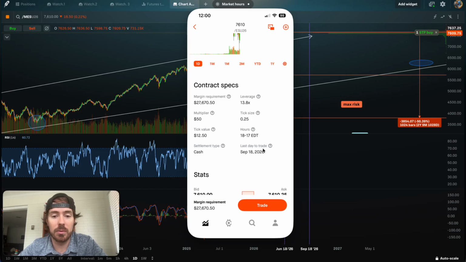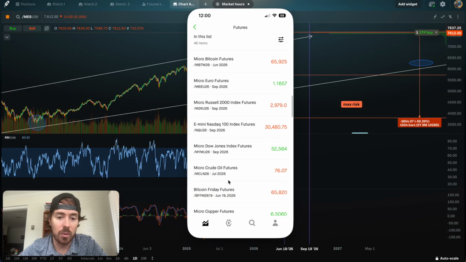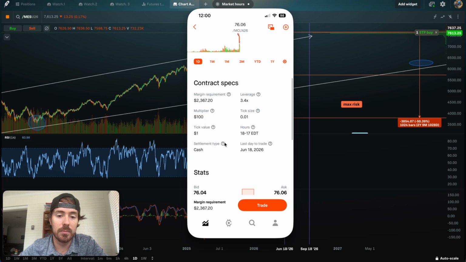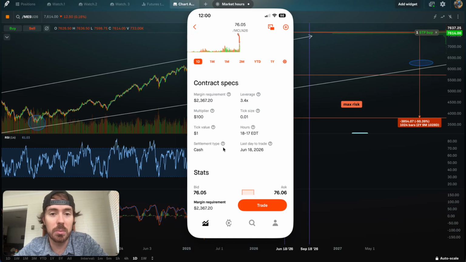And here's your expiration. Last day to trade, September 18th. Another important thing to note on Robinhood is that the settlement type is always cash. You're not going to get the actual product, which doesn't make any sense for S&P, but it would be important to know for oil, because on most platforms, if you bought 1,000 barrels of oil, they would actually send you 1,000 barrels of oil. So this is very important to see. The settlement type on Robinhood is cash, and they don't mess with the whole, we're going to ship you 1,000 barrels of oil.